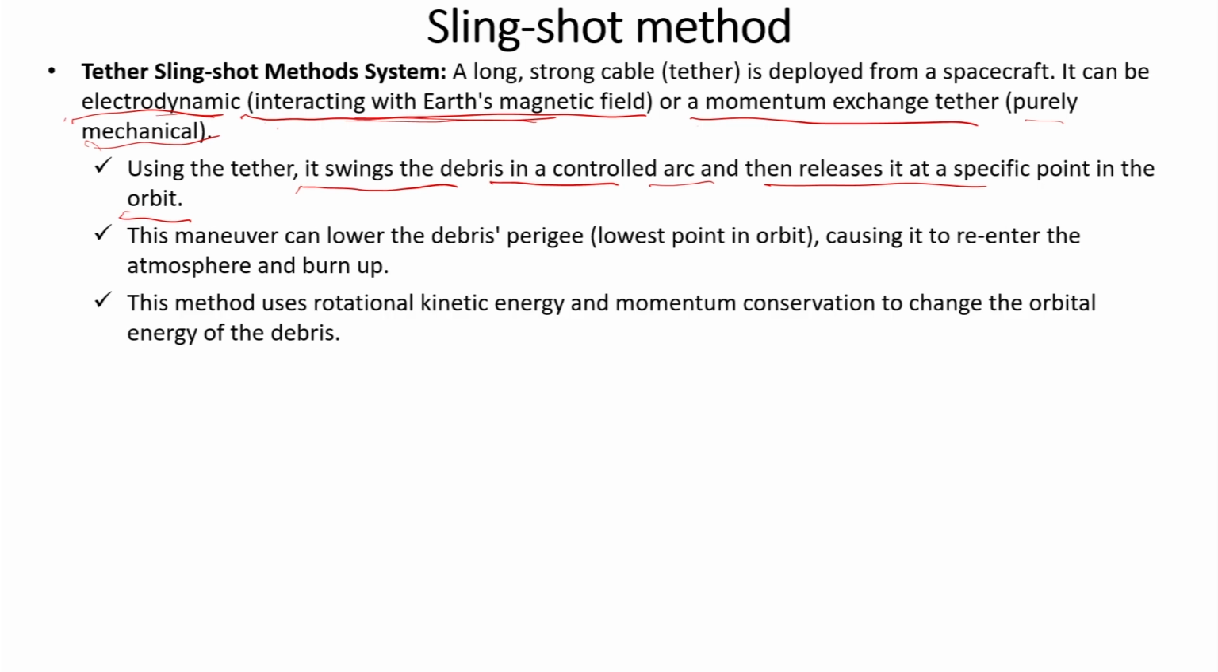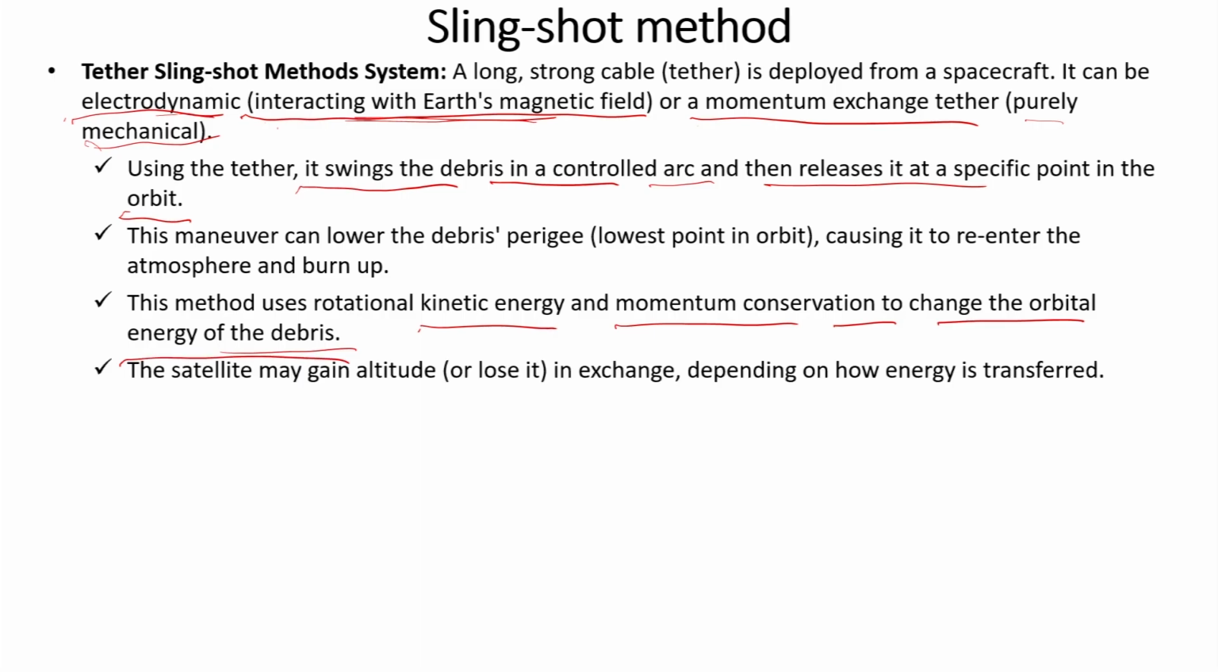This method uses the rotational kinetic energy and momentum conservation to change the orbital energy of the debris. So, the satellite may gain altitude or lose it in exchange, depending on how the energy is transferred. So, these are all the mitigation or remedial actions for the debris, that is the man-made pollution.